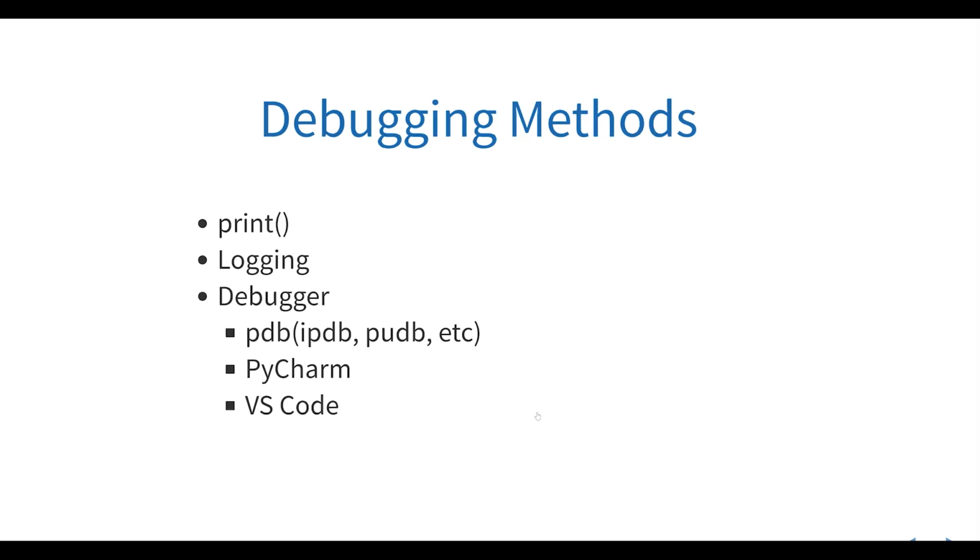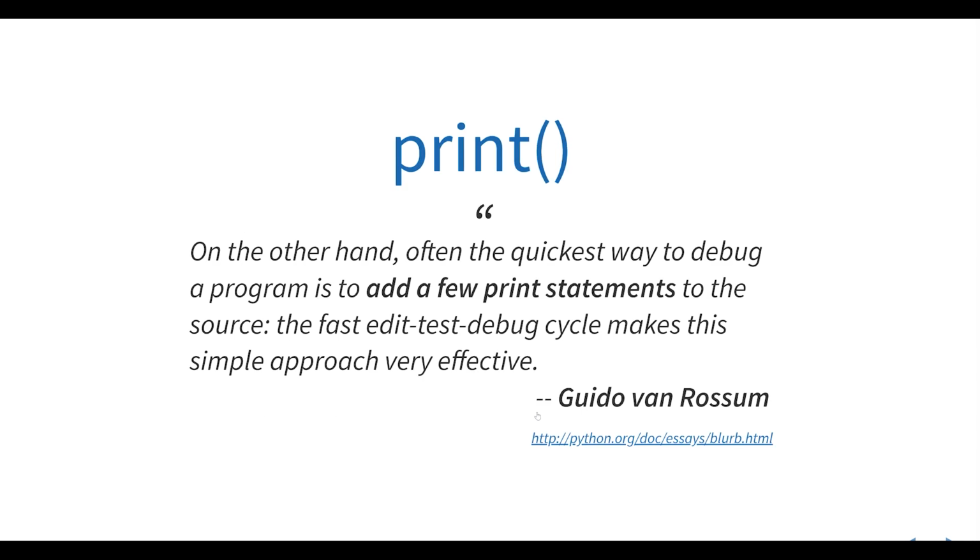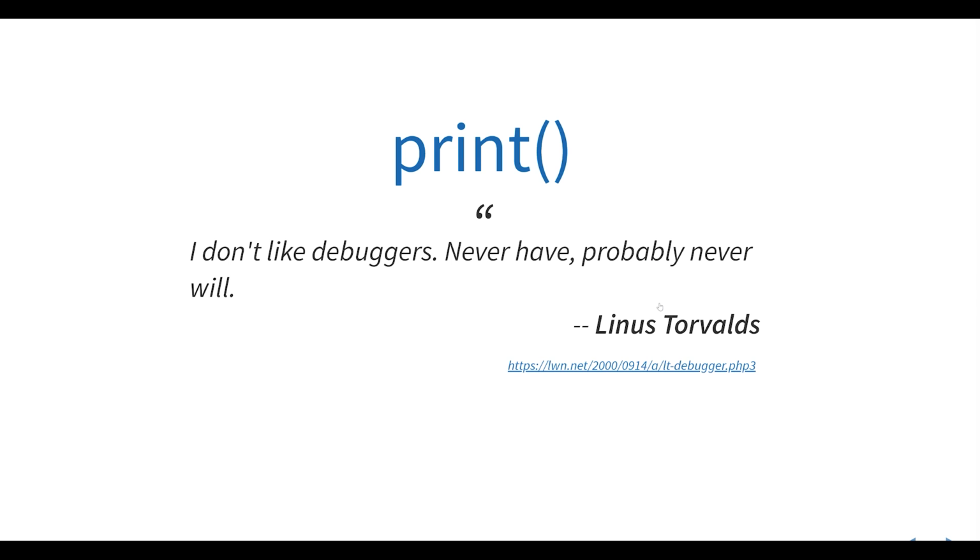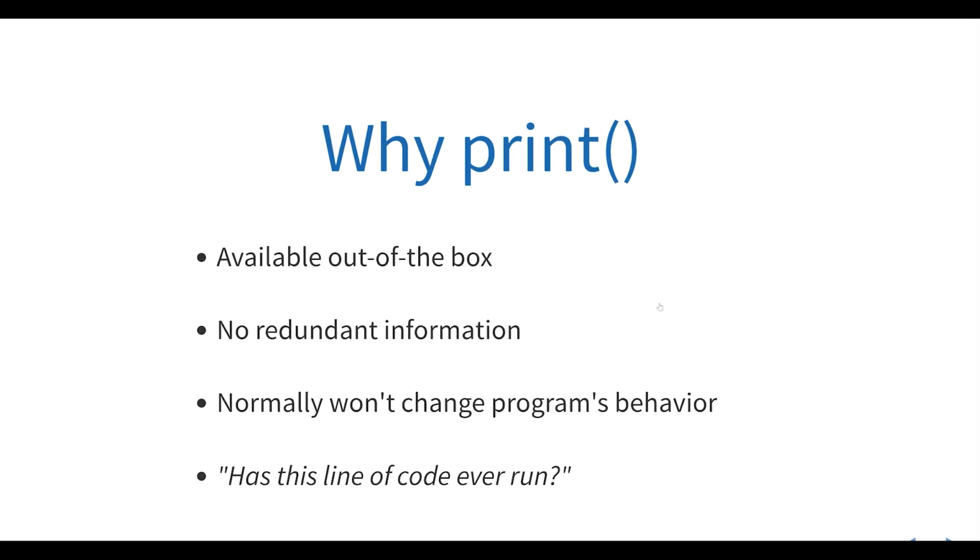Today we have 3 major ways for debugging. They are print, logging, and debugger. First, we'll look at print. Guido once said, often the quickest way to debug a program is to add a few print statements. Linus said, I don't like debuggers, never have, probably never will. This shows that print has some good characteristics that they like.